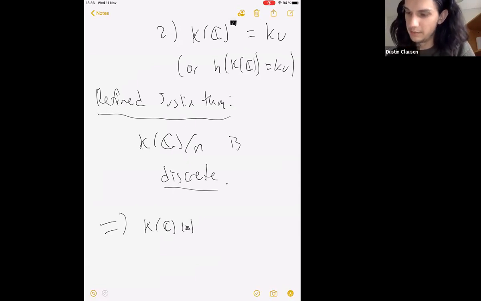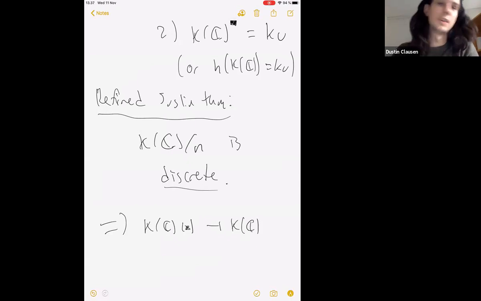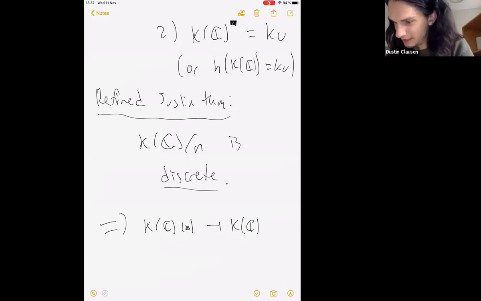view it again as a condensed spectrum, and then it'll always map by some universal property to K of C, just like a topological space with discrete topology always maps to a topological space with ordinary topology. So you always have a natural map like this, and this map is a natural transformation of exact functors, so it commutes with modding out by n.